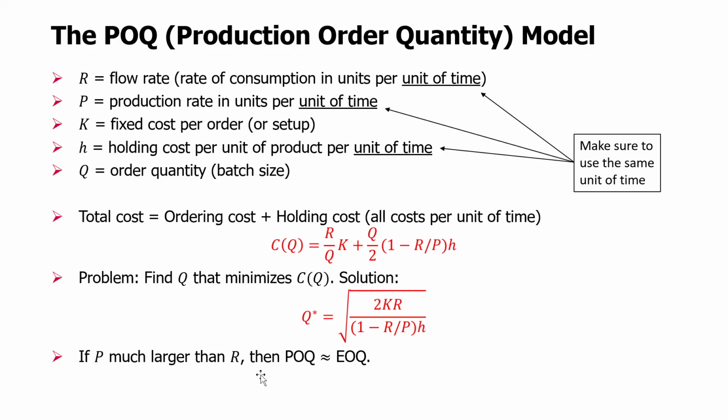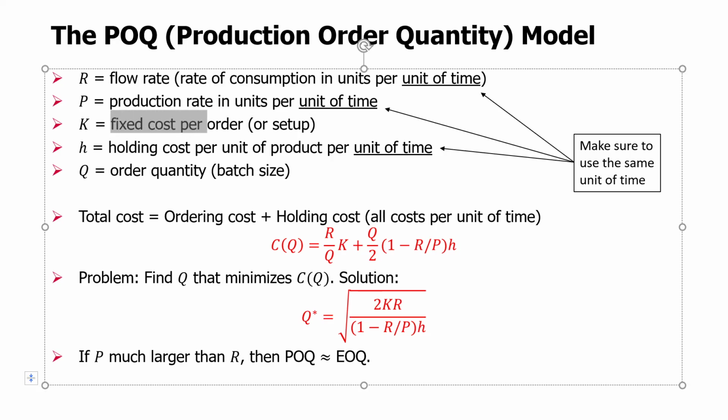So similarly to the EOQ model, the economic order quantity model, which considers delivered quantity, we can define a model which is typically called in the literature POQ, production order quantity. It is still the lowest cost quantity, the quantity that will minimize cost. But in addition to the parameters we had before, the flow rate, the fixed cost per order, the holding cost, and the order quantity that we decide, we also have P, the production rate in units per unit of time.